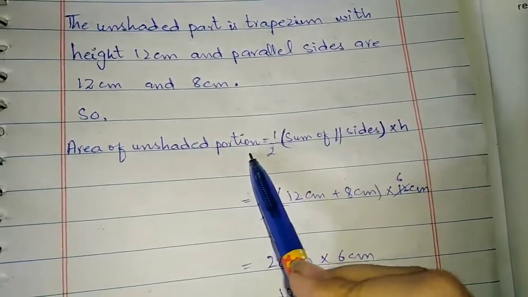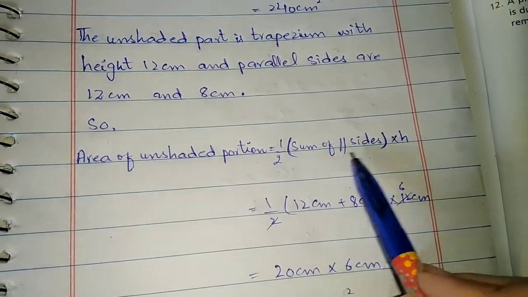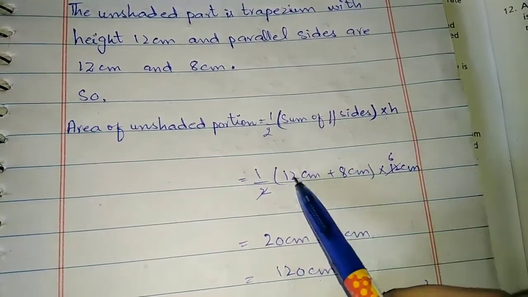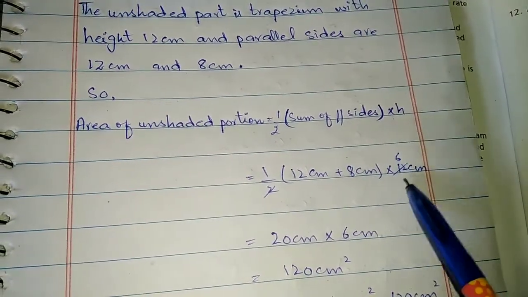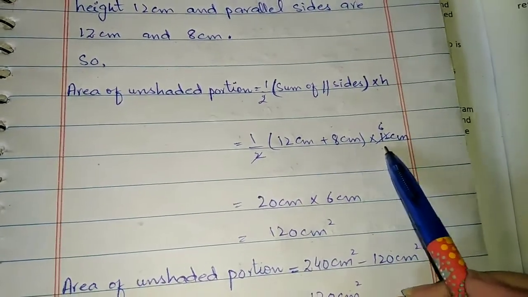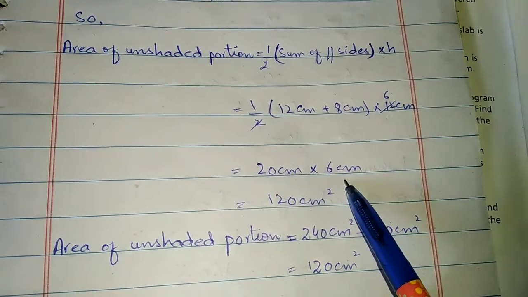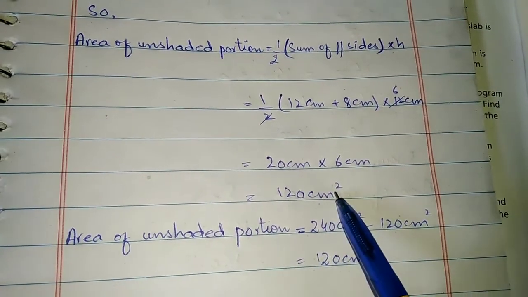So the area of the unshaded portion is equal to 1/2 sum of parallel sides multiplied by height. 1/2 sum of parallel sides, which are 12 centimeter plus 8 centimeter, and height is given as 12 centimeter. 2 1s are 2, 2 6s are 12, and 12 plus 8 centimeter is equal to 20 centimeter multiplied by 6 centimeter and the answer is 120 centimeter square.